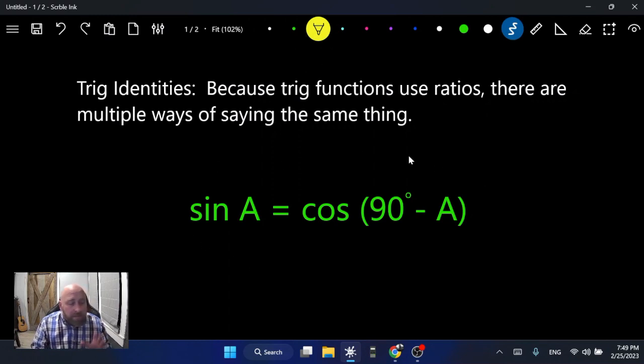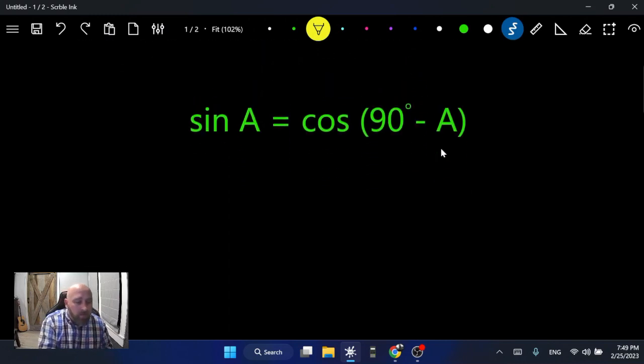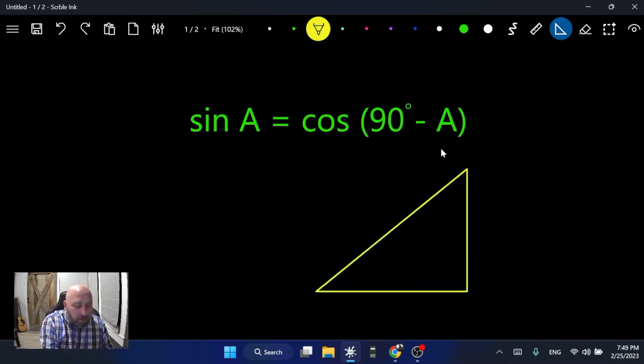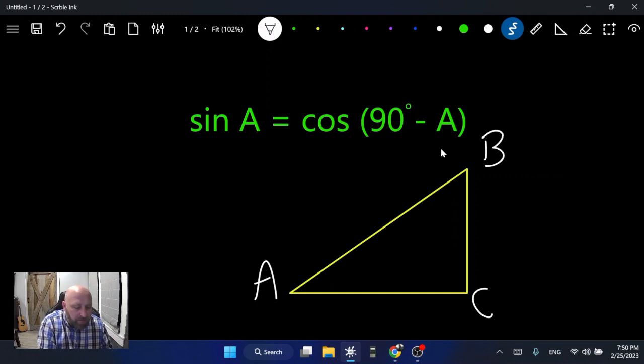All right, so watch this. Sine of A equals the cosine of 90 minus A. So let's put a triangle up here real quick, and I want to show you something. We'll use a calculator and do some other things with it. So if this is A, and this is B, and this is C, and we take the sine of A, I don't know what A is. Let's just throw a random number at A. Let's say A is 30 degrees, okay? So if we take 30 degrees, I want to solve this.